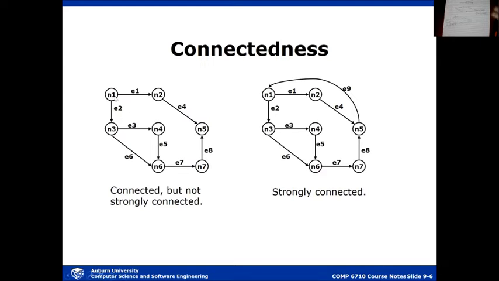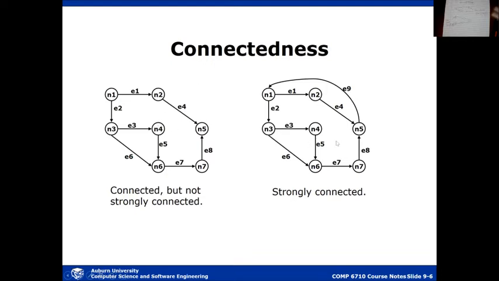For example, N2 and N4. They are one connected because there's a semi-path here, right? But it's not strongly connected. What do you mean it's not strongly connected? Strongly connected means I can go to you, you can come to me. So in this case, for example, from N2, you cannot go to N4, and you cannot go to N3 either. Because they cannot go to each other, that's not strongly connected.